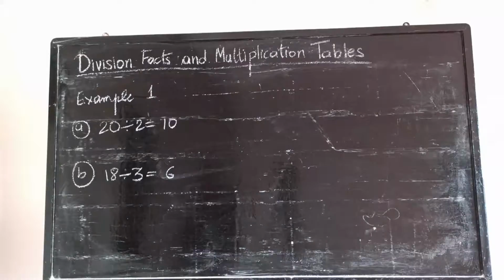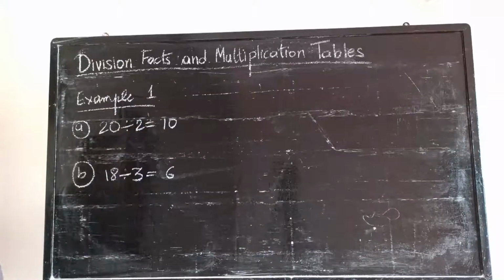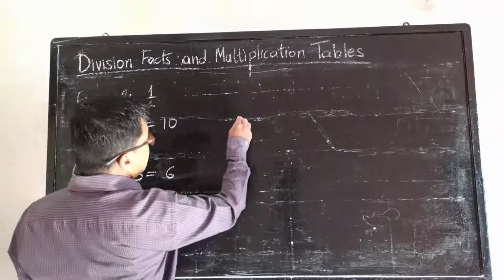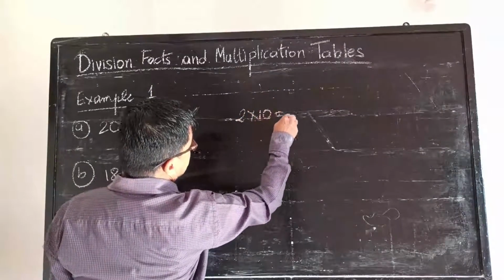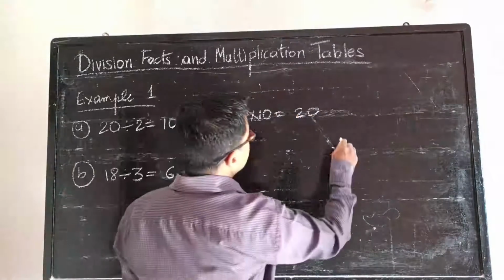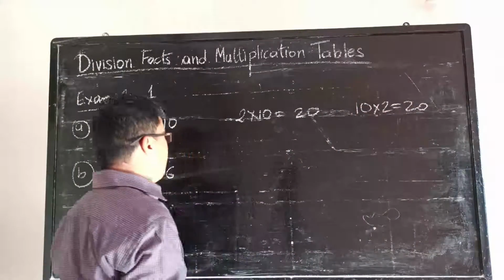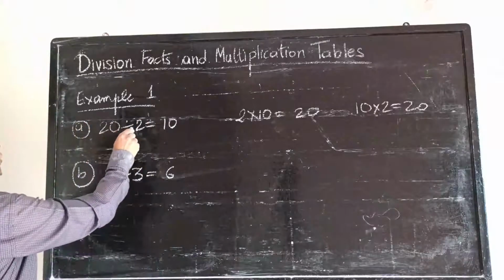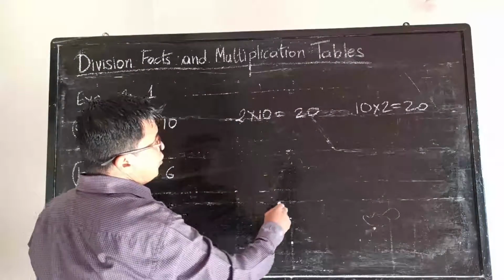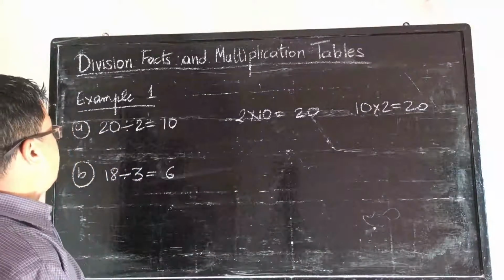Now look at these examples on page number 89. 20 divided by 2 is equal to 10. This is the division fact. Now the multiplication fact can be 2 into 10 is equal to 20, or 10 into 2 is equal to 20. This is the multiplication fact. So the division fact is 20 divided by 2 is equal to 10, or in multiplication, 2 10s are 20 or 10 2s are 20. There are 2 multiplication facts in one division fact.